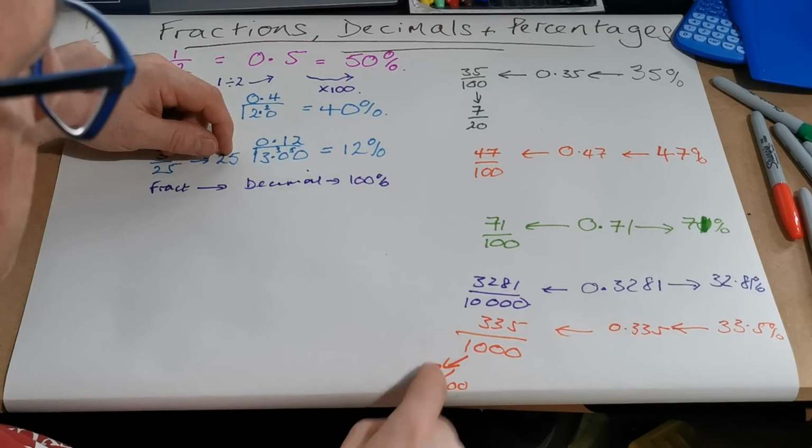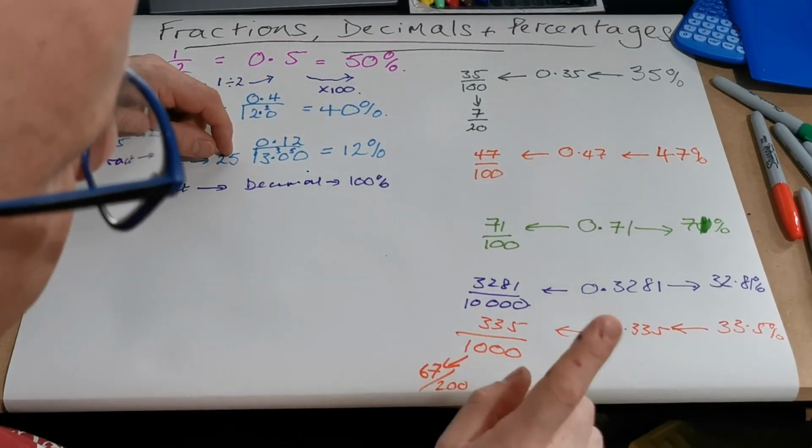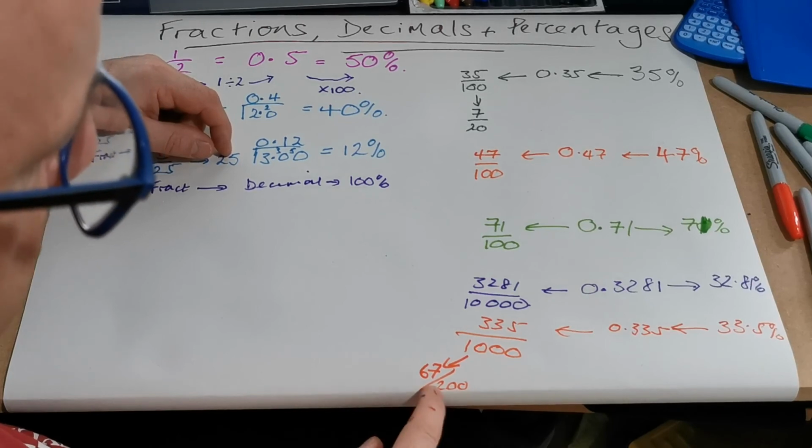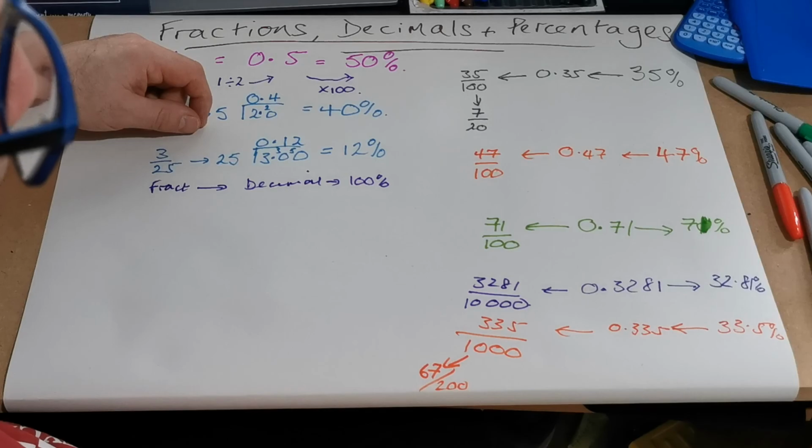Just remember, cancelling down, use your fraction button, your calculator. If you put the fraction in as it is and just press equals, it'll cancel it down for you, and that's a nice little extra trick. Okay.